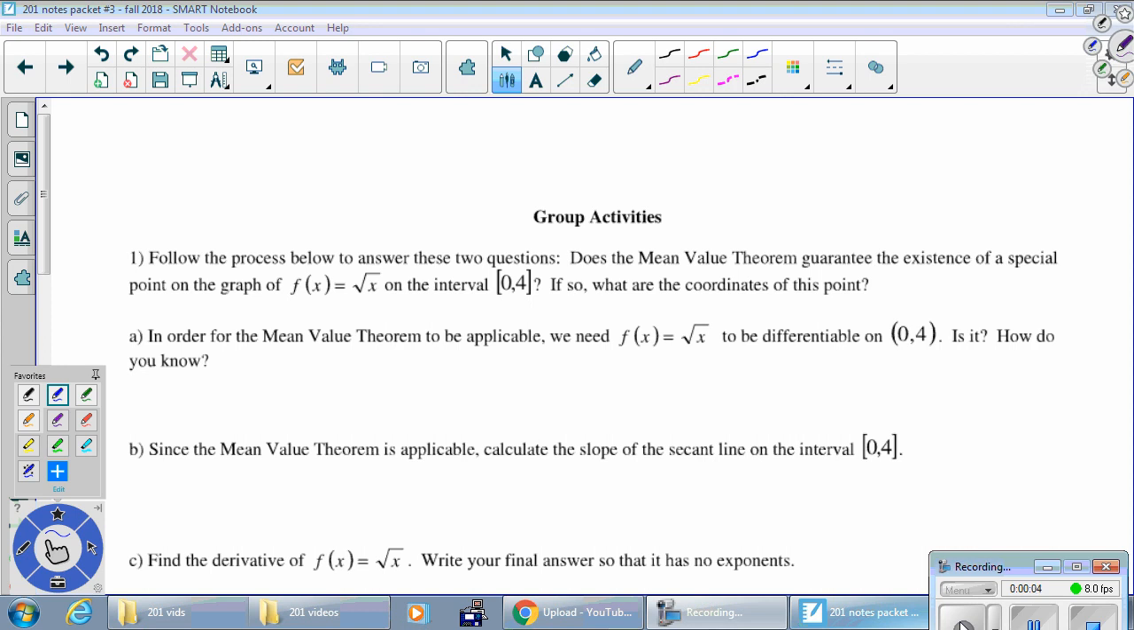Lesson 30, activities. We'll jump into part A. In order for the mean value theorem to be applicable, we need the square root function to be differentiable on the open interval 0, 4. Is it, and how do you know?